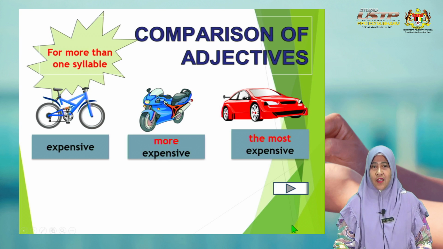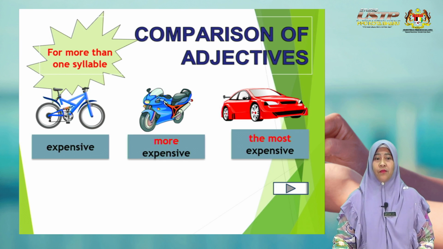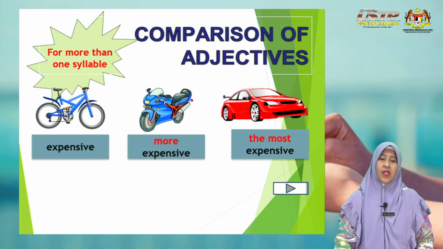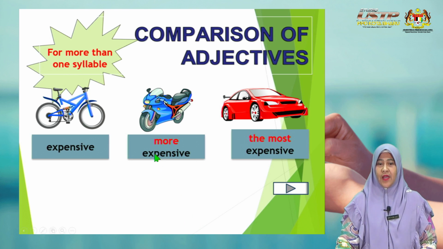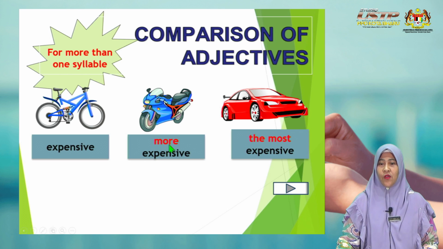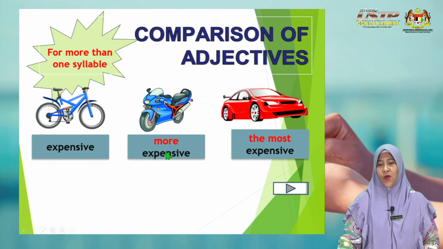Okay, the second type of comparison of adjectives is for more than one syllable. There is no ER, no EST, but we put more or most before the word. For example, expensive, more expensive, and the most expensive.